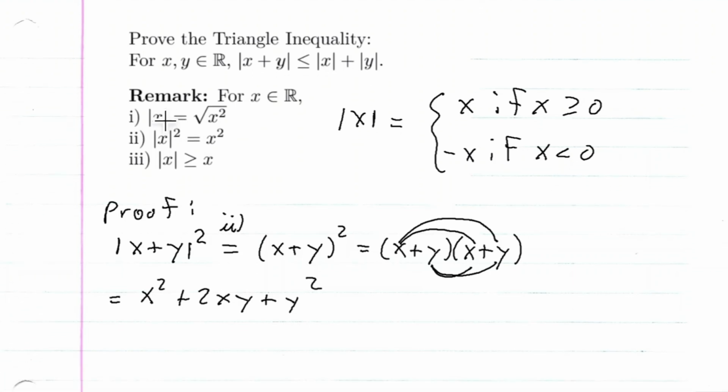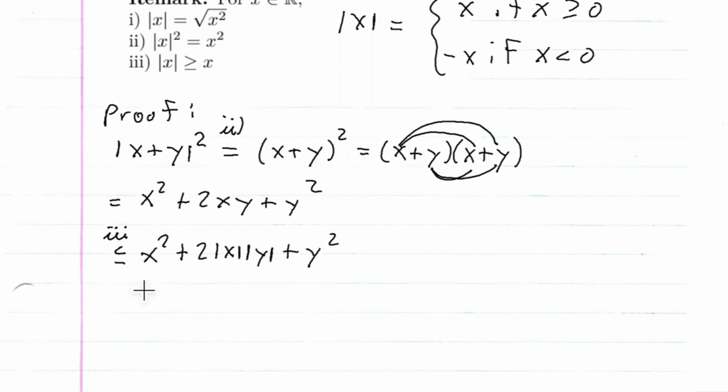Now, we're going to use number 3. So this is less than or equal to x squared plus 2 times the absolute value of x times the absolute value of y plus y squared. Because we know the absolute value of x is bigger than or equal to x, for number 3, and the absolute value of y is bigger than or equal to y, which is what we have here. And using number 2 again, we know this is equal to absolute value of x squared plus 2 absolute value of x times absolute value of y plus absolute value of y squared.